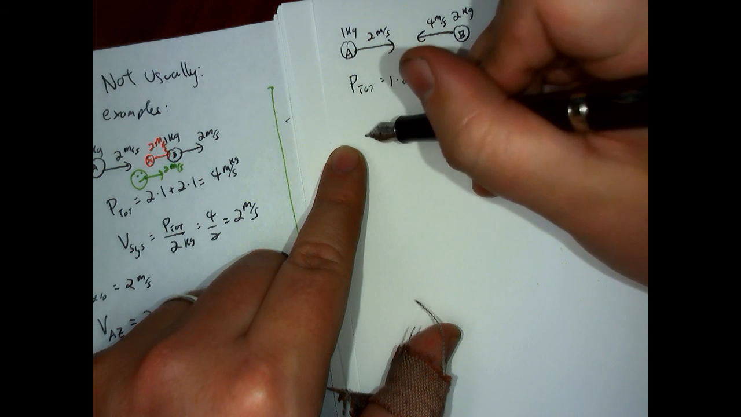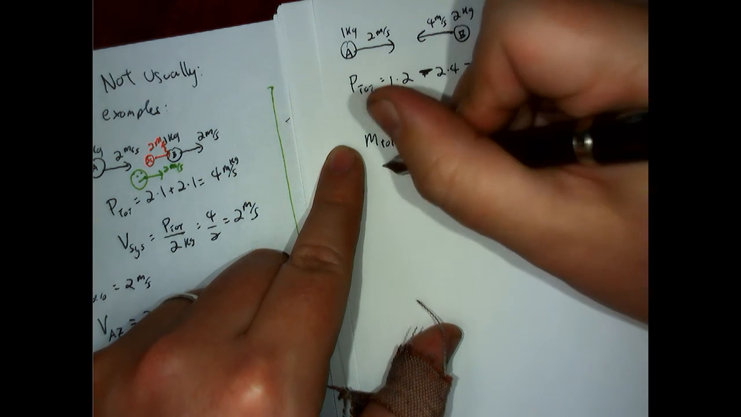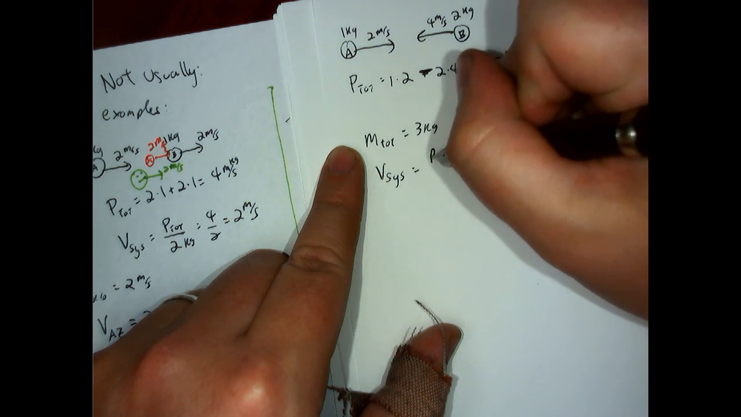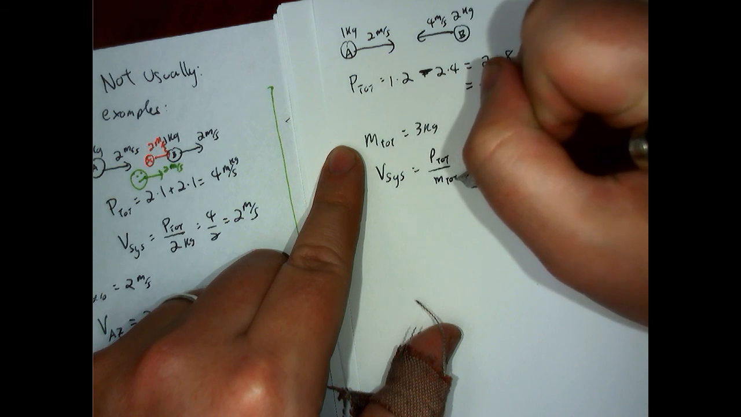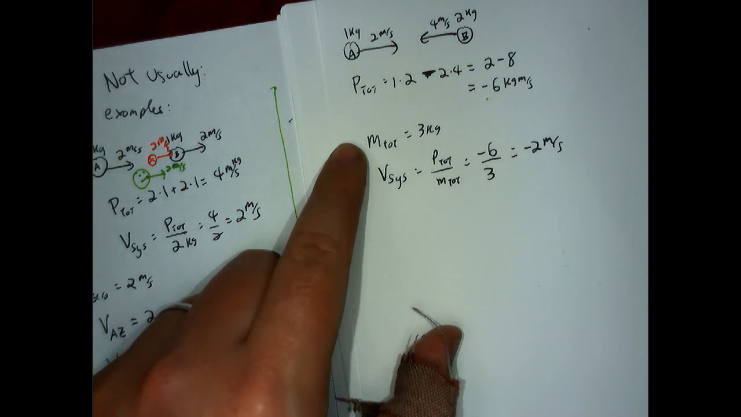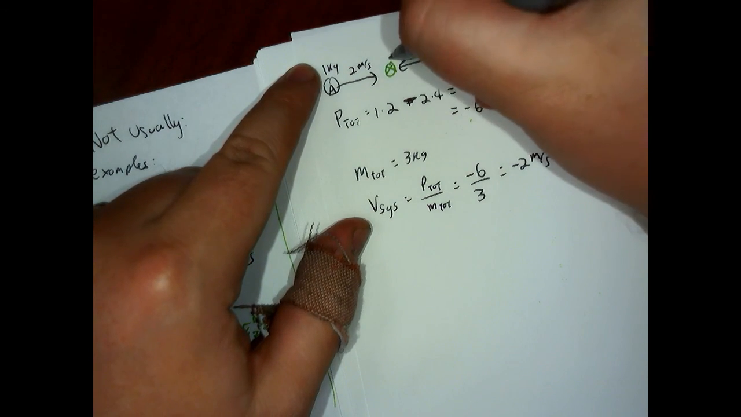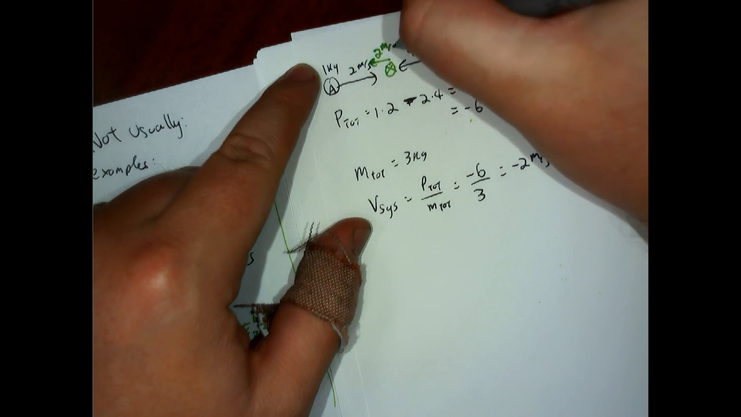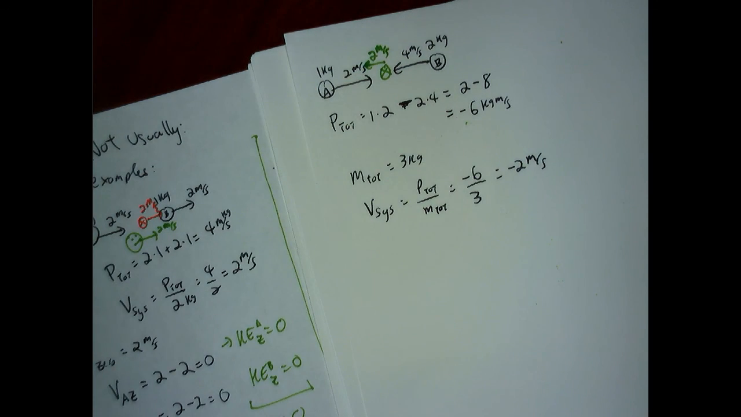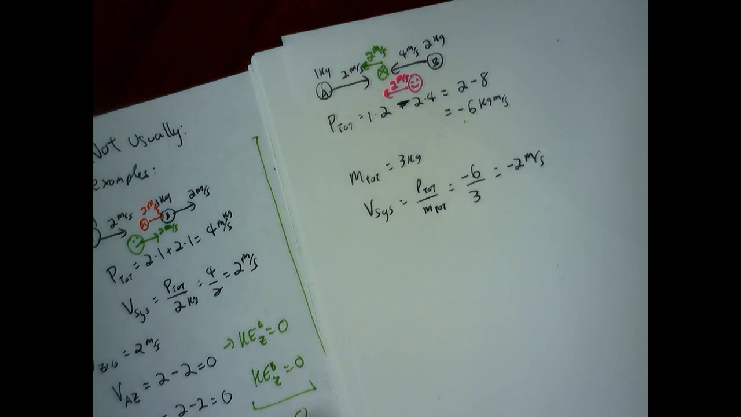And so the total mass is 3 kilograms. And so the velocity of the system is P tot divided by M tot. So minus 6 divided by 3, minus 2 meters per second. You dig? And that means that the center of mass is moving this way at 2 meters per second. Okay? The system is moving to the left at 2 meters per second. And that means that if I had a person here moving with the same velocity, they would see zero momentum.